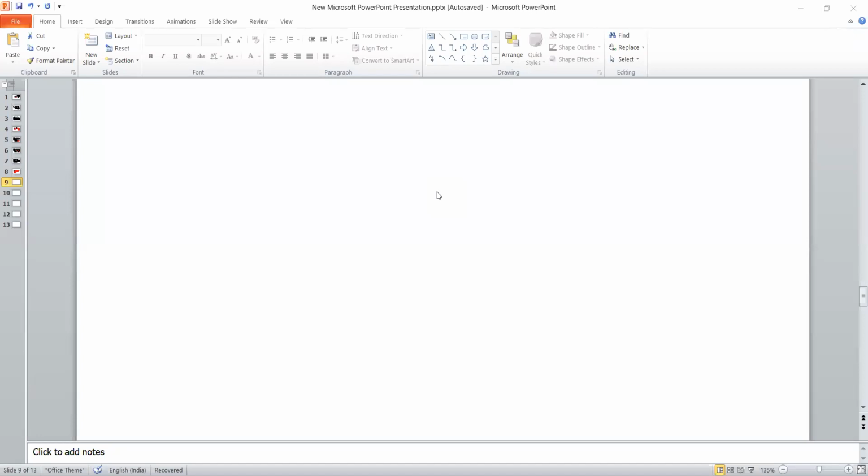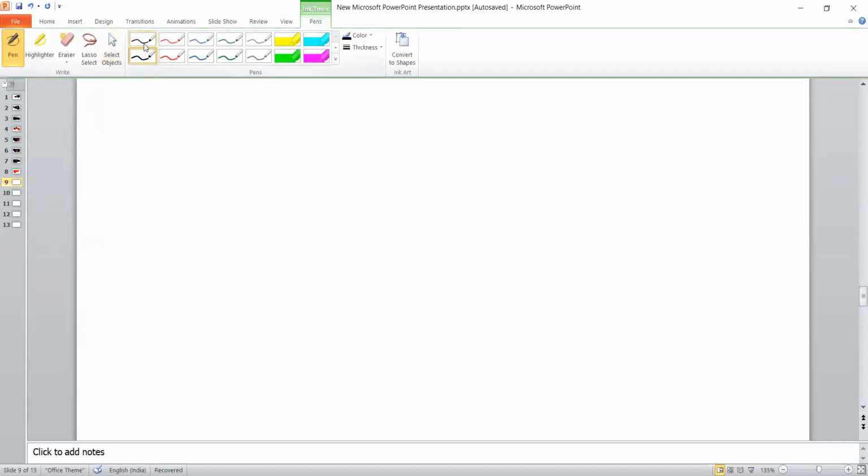Okay, in the previous lecture, we have seen the friction, then types of friction, static and dynamic friction. Then we have discussed the laws of friction. So now we will solve some simple problems on friction.